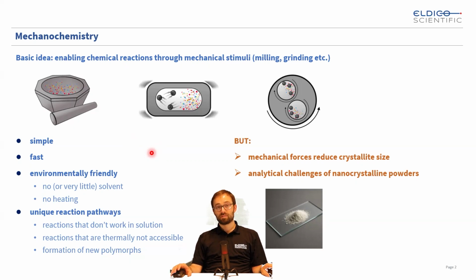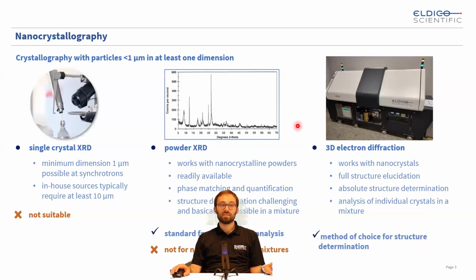But of course, from a crystallographic point of view, there's one huge challenge because the mechanical forces that you have in milling or grinding or whatever reduce the crystallite size, which brings with it a lot of challenges in the crystallographic analysis. So we always have to deal with nanocrystalline powders in such cases. So we are in the area of nanocrystallography, which we define here as crystallography with particles that are below 1 micrometer in at least one dimension.